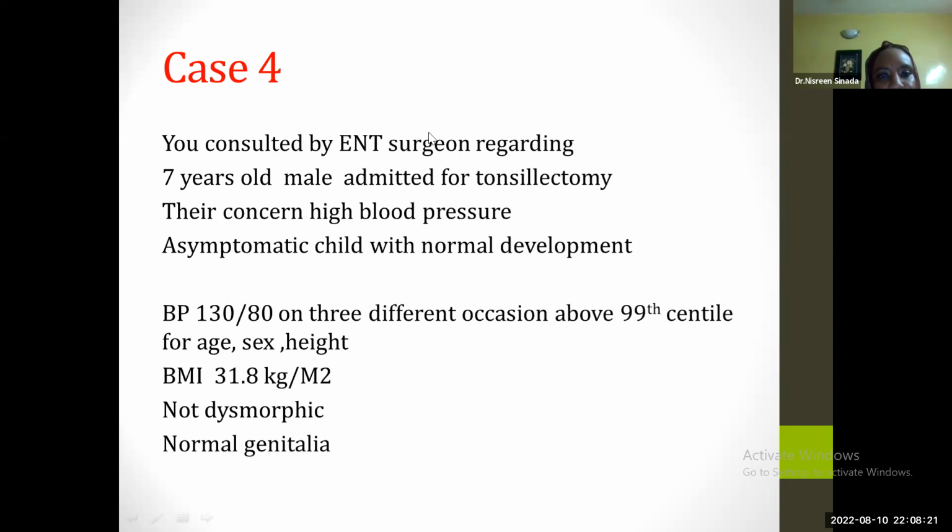The child is asymptomatic with normal development. The blood pressure is 130/80 on 3 different occasions, all above the 99th percentile for age, sex, and height. The body mass index is 31.8. He's obese, not dysmorphic, with normal genitalia. Can anyone comment about the hypertension, its stage, and what is the cause?